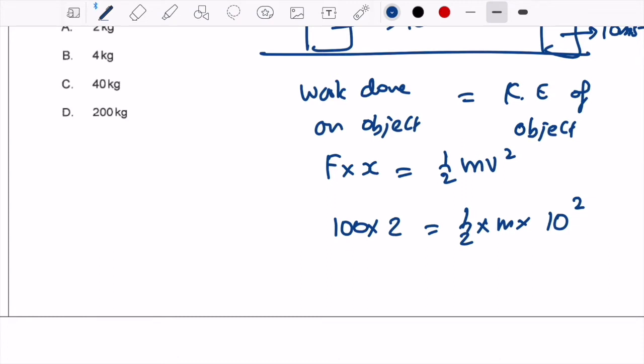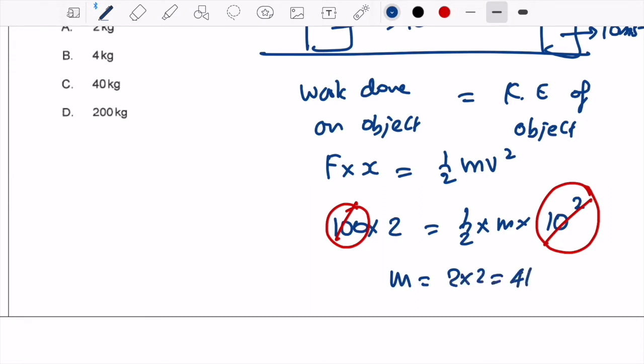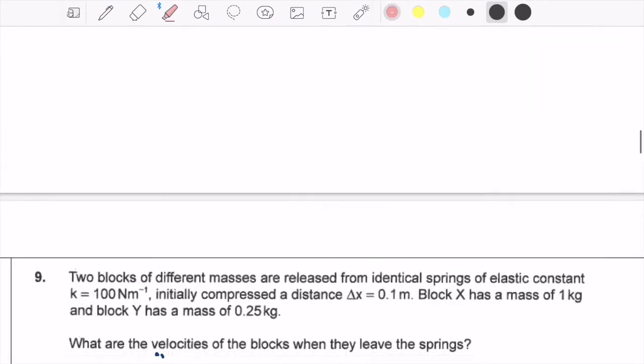Very good. So force is 100, distance is 2, half, mass we don't know, speed at the end is 10 squared. It has to be squared, right? Now this looks difficult to do the calculation, but look, this 10 squared means 100, and this one cancels. Now m equals 2 times 2, 4 kilogram, right? So this answer has to be B, boy. Question number 9.